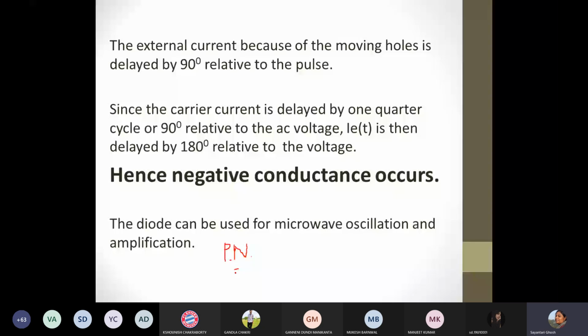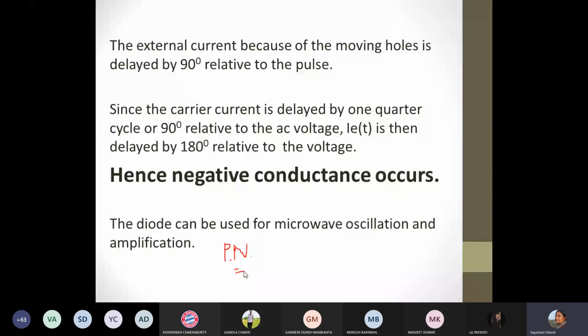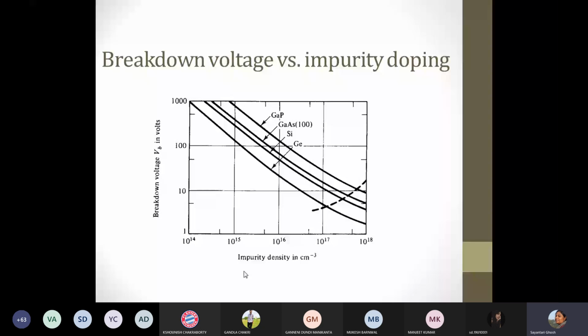These are immensely used to create microwave oscillations. They just fit this device into a microwave cavity and sync it together, tuning this length, tuning the breakdown voltage and so on, because we can actually have experimental data of how breakdown voltage varies with the amount of impurity doping for different semiconductors: gallium arsenide, gallium phosphide, silicon, germanium.